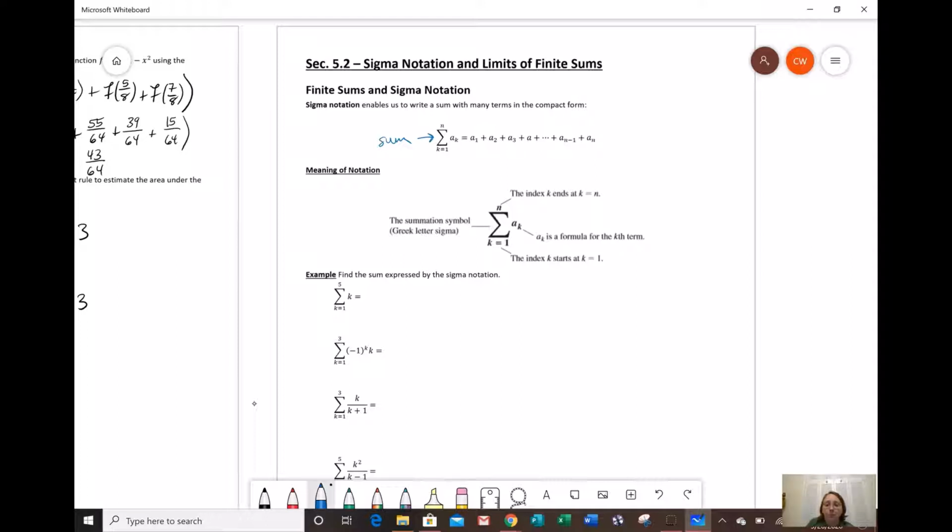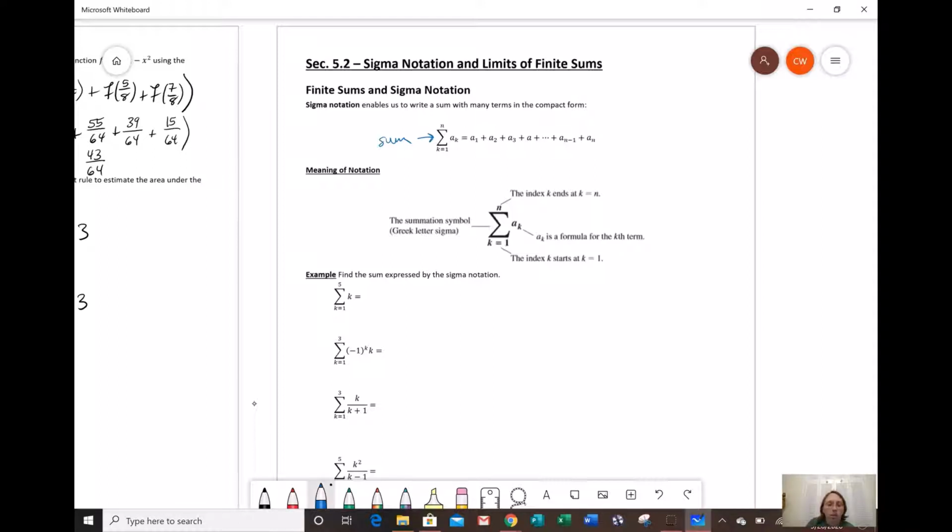So we call this k the index. And notice the k is in both places here. That's the part that changes. 1 is the starting point for the index, and n is the ending point for the index. A_k represents the formula for each term in the sum.